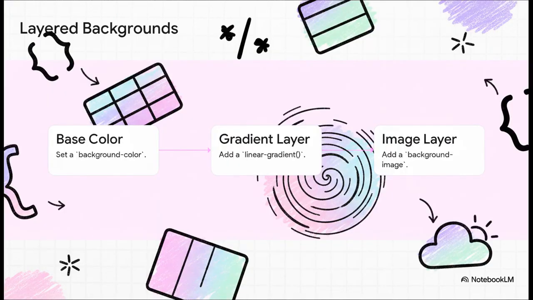Now, what's really cool is that the background image property isn't just for one single image. You can actually stack multiple layers just by separating them with a comma. And the first one you list is the one that appears on top, exactly like layers in Photoshop or Figma. You could have a solid color base, then maybe a semi-transparent gradient, and the pattern on top of it all. This lets you create these really rich, complex backgrounds with nothing but CSS.